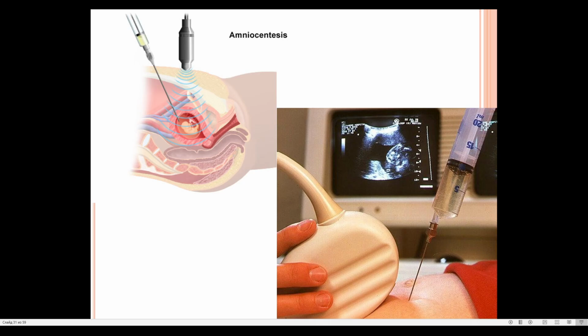So here on the picture you can see a scheme and real photo of amniocentesis. It should be done under ultrasound guidance, and an echo-positive marker needle is used for puncture. With the ultrasound, we choose the best place for puncture, where all main vessels and the placenta are far, and the amniotic sac should be punctured with receipt of 10 to 20 milliliters of amniotic fluid.